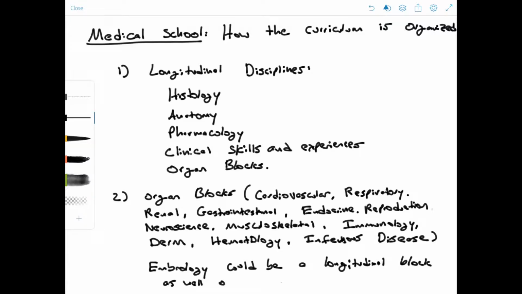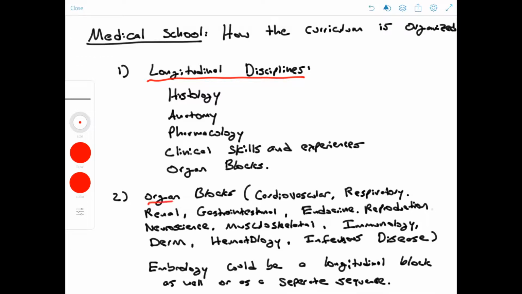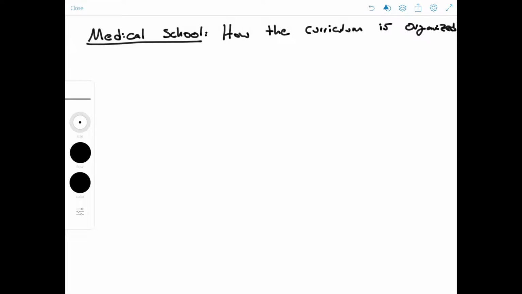Embryology is basically how you grow from a fertilized egg all the way up to a full-fledged human. That embryology can be either a single block, basically showing you how it works, or medical schools could structure embryology to show you how you develop the different organs as you go through those organs. So just keep in mind that different schools will have different structure, but you will go through, for the most part, the same content.